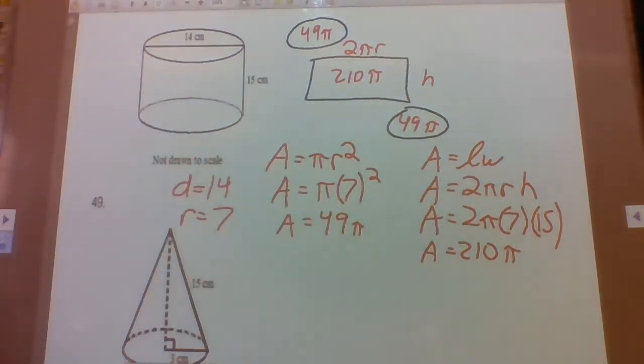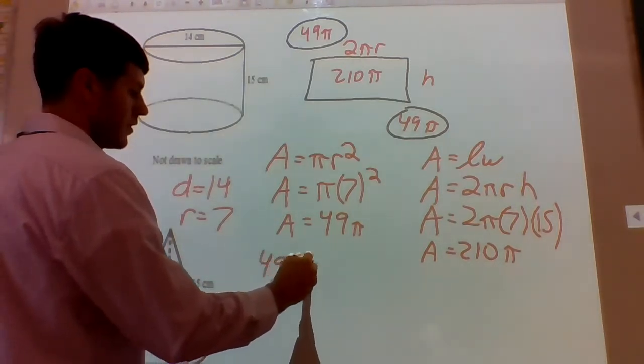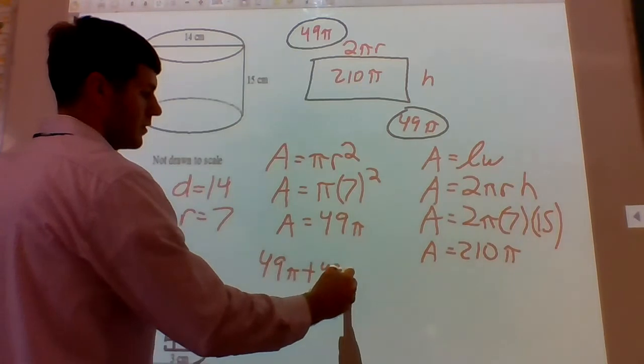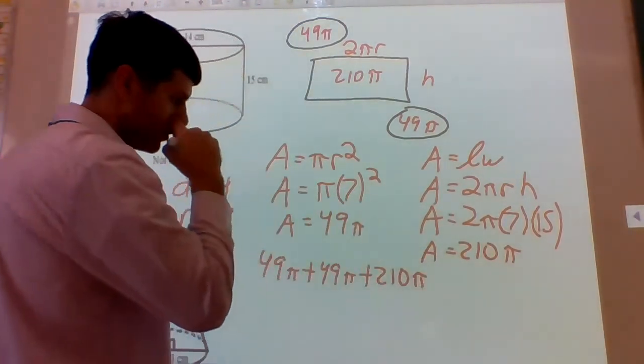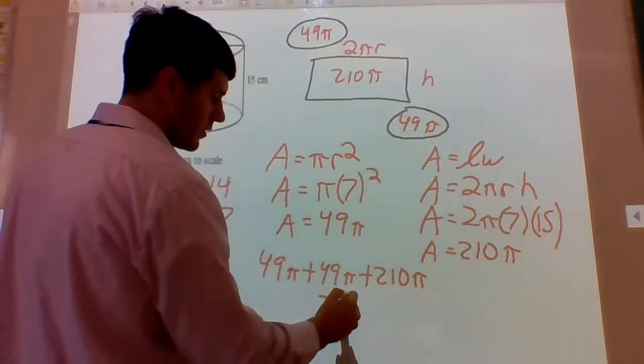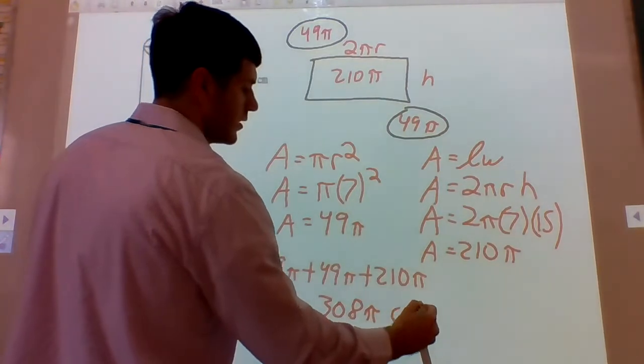If we want to find the total surface area, we want to find the area of the two circles and the rectangle and add them together. So 49 pi plus 49 pi plus 210 pi. It's going to be 308 pi, and the units here are centimeters squared.